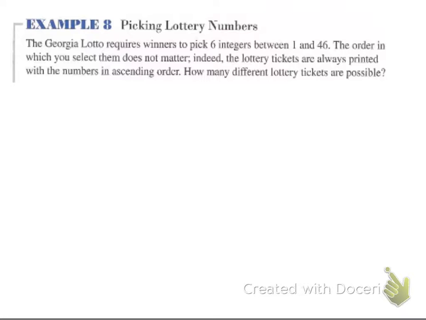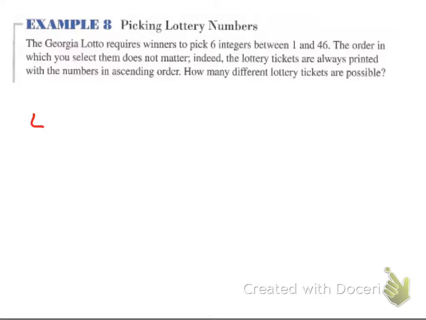Next! All right, now here you go. The Georgia Lotto. Now this is good. If your parents or you are lottery people, here you go. The Georgia Lotto requires winners to pick 6 integers between 1 and 46. The order in which you select them does not matter. Indeed, the lottery tickets are always printed with the numbers in ascending order. How many different lottery tickets are possible?